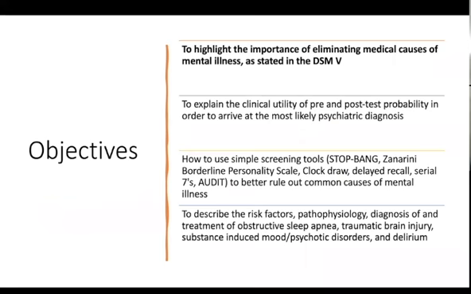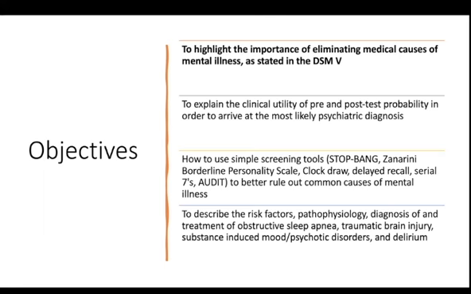Objectives. The four objectives that we have today: the first three are going to be in the first hour, and then the last objective will be in the second hour. The first objective is to highlight the importance of eliminating medical causes of mental illness as stated in the DSM-5. So why is this even important? Why do I even need to consider medical causes is basically my question.